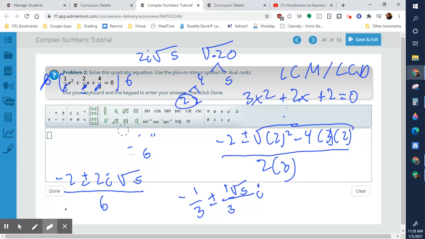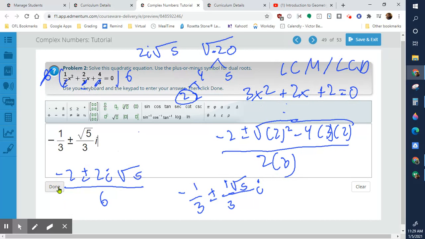So what ends up happening here is, first of all, Edmentum's going to hate me for how I write it. But this is going to end up being negative, get my fraction here. You know what, is there a negative button? Maybe that's why Edmentum's been yelling at me. No, I just see a minus button. So this should be 1/3. And then we're going to do the plus or minus sign. And that's going to be a fraction here. We're going to do square root of 5. This is going to be a 3. And we're going to put that little i on the side. Let me see if there's an i that they want me to use. I don't see one.